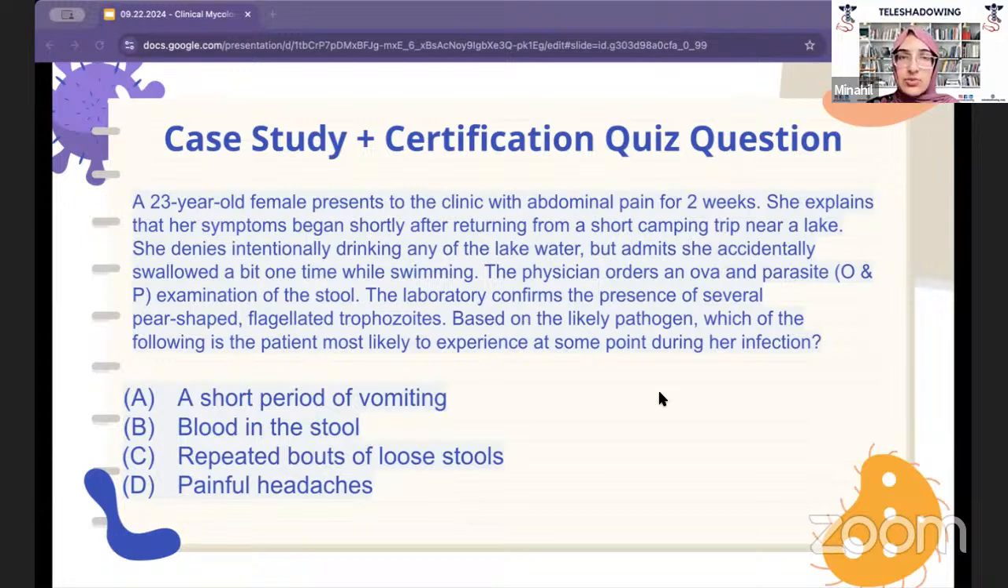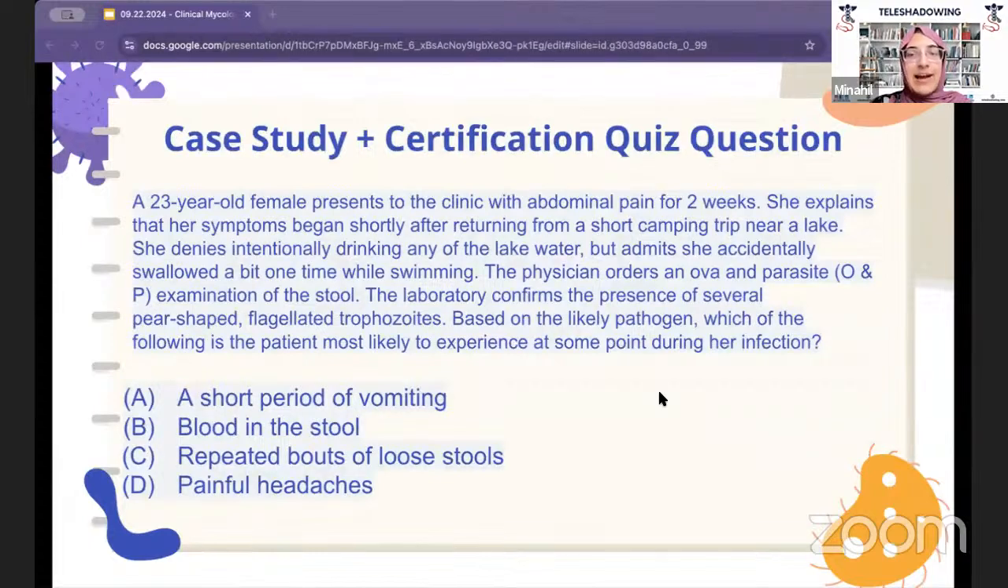And usually when you're doing a stool examination, that's the main way to be able to diagnose this disease. It's called an O&P exam of the stool. And the lab techs are basically looking at the ova and the parasites, and the eggs. But the lab basically confirms the presence of several pear-shaped flagellated trophozoites.